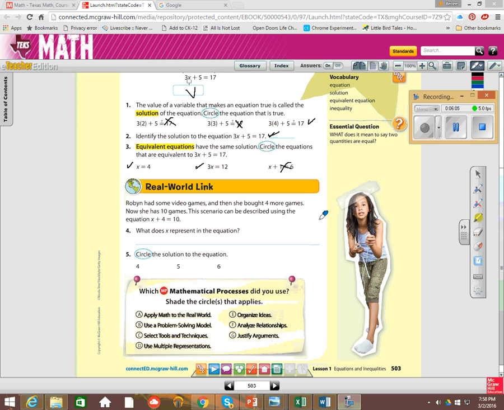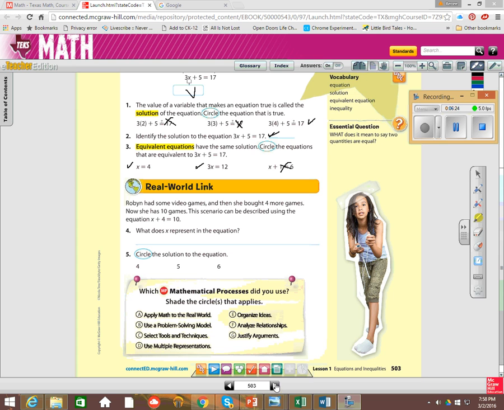Yes, x represents the number of games. So you write that in your box. Circle the solution to the equation. So in your book, what should you circle? Yes, you circle 6 as the solution for the equation.